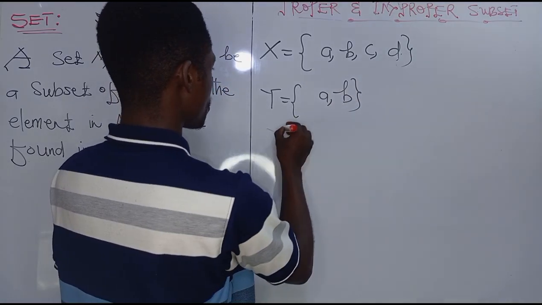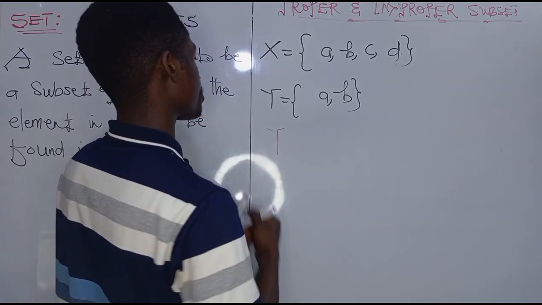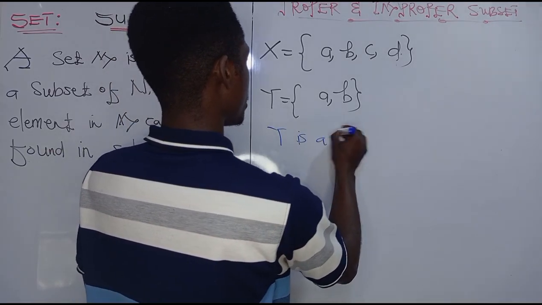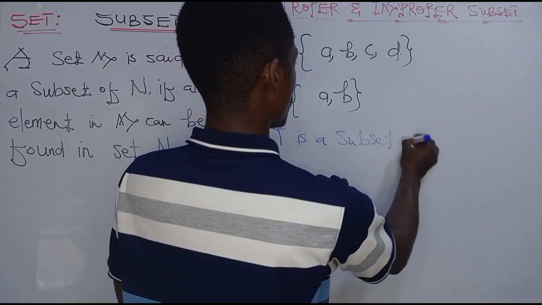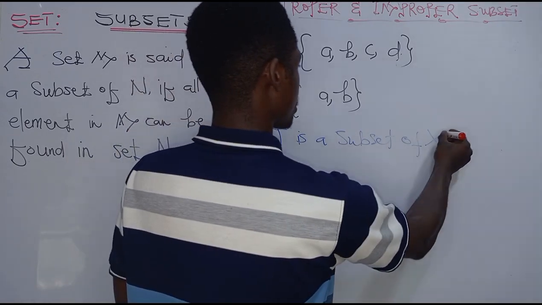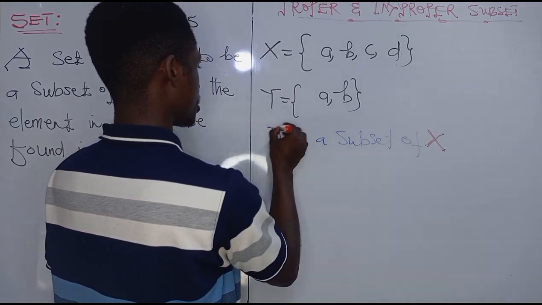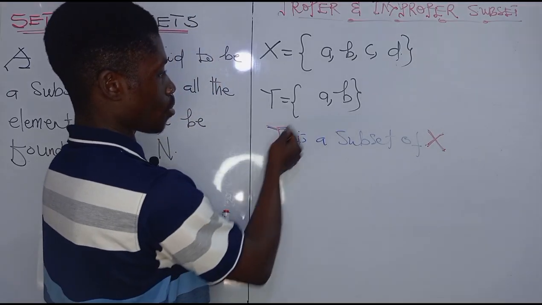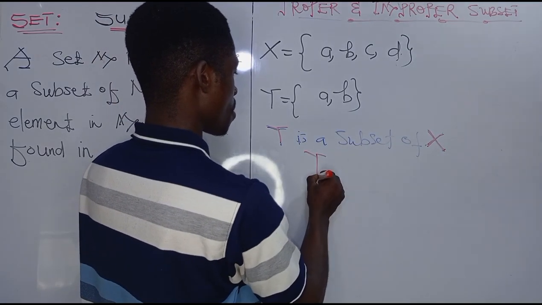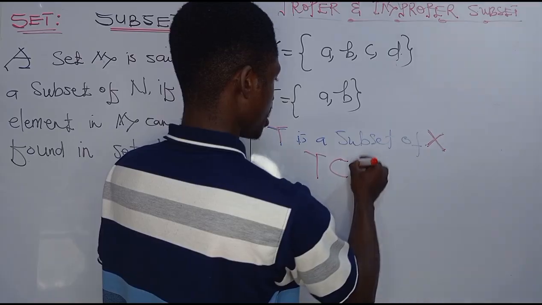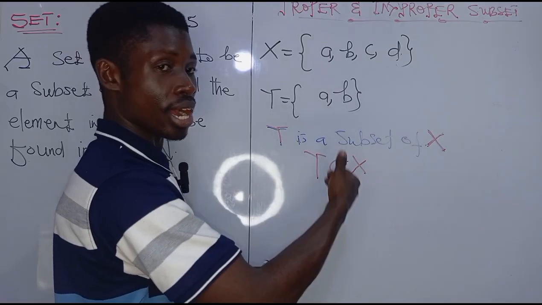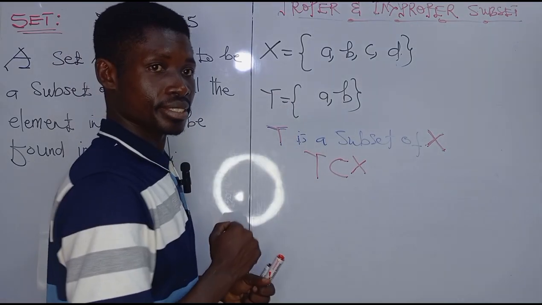So you can say that Y is a subset of X, because all the elements in Y can be found in X. We can write this symbolically as Y is a subset of X. We want to check if Y is a proper subset or an improper subset of X.